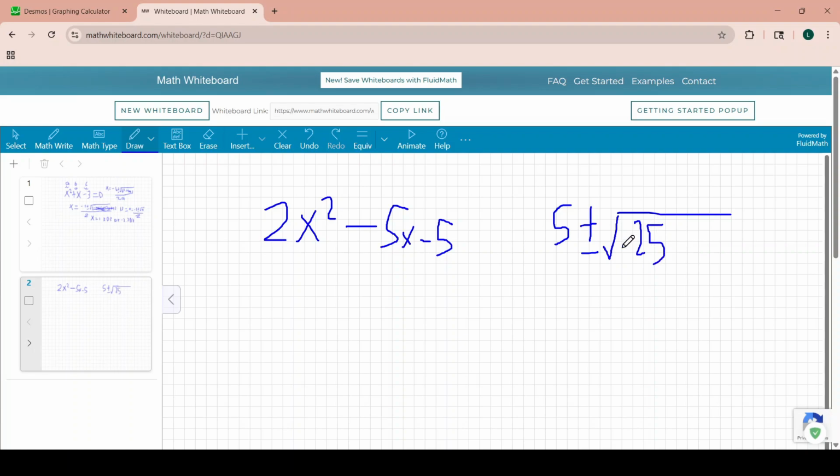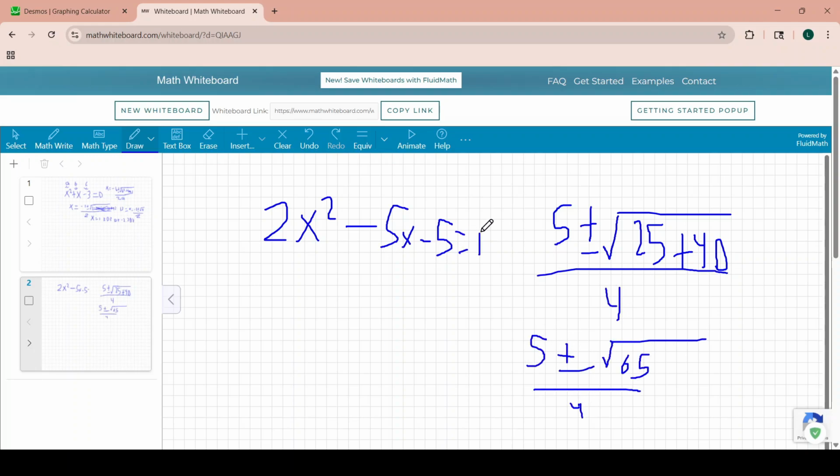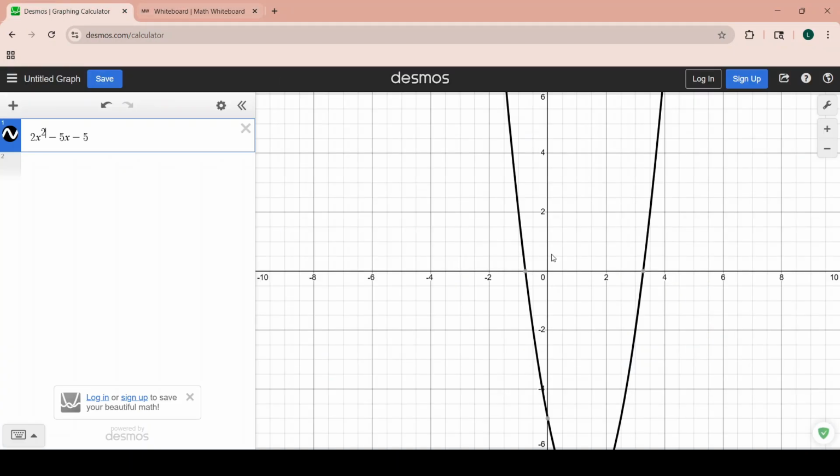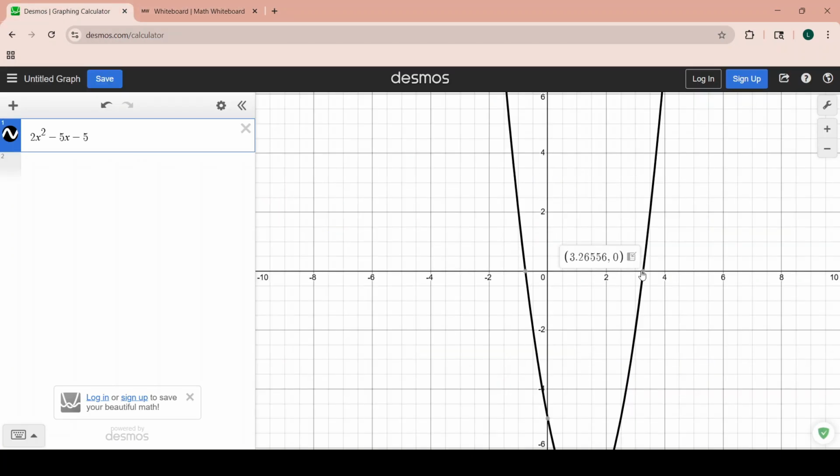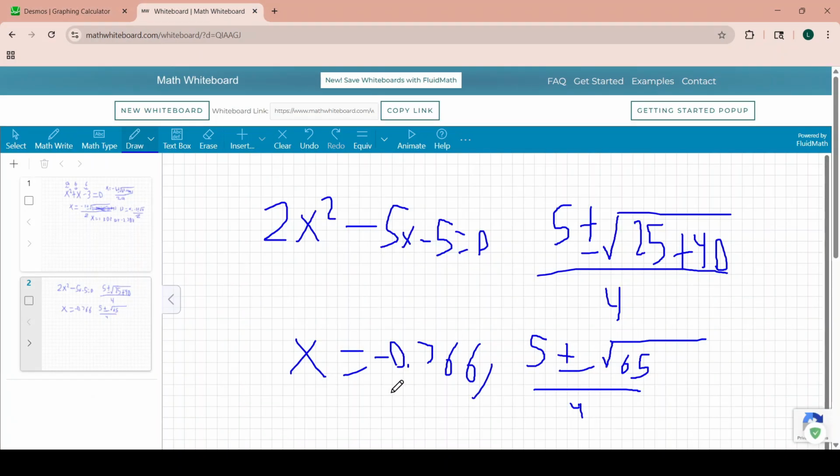Now, I'm going to save you the time. Negative 4 times a is negative 4 times 2, which is negative 8. And negative 8 times negative 5 is 40. So we're going to do some quick maths. And all of that is going to be over 4. So we're essentially saying 5 plus or minus the square root of 65 over 4. Then we get our approximate values for x. We can see that the square root of 65 is basically 8. So our approximate values for x should be more or less 5 plus or minus 8 over 4. So we're getting negative 0.766, and we're also getting positive 3.266.